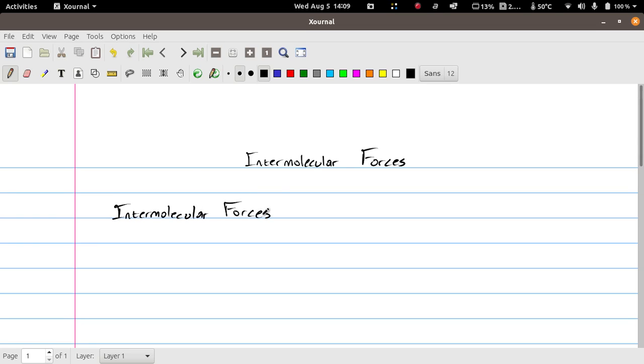So, intermolecular forces are interactions / attractions. I'm going to write that in red. Interactions / attractions between molecules or compounds.